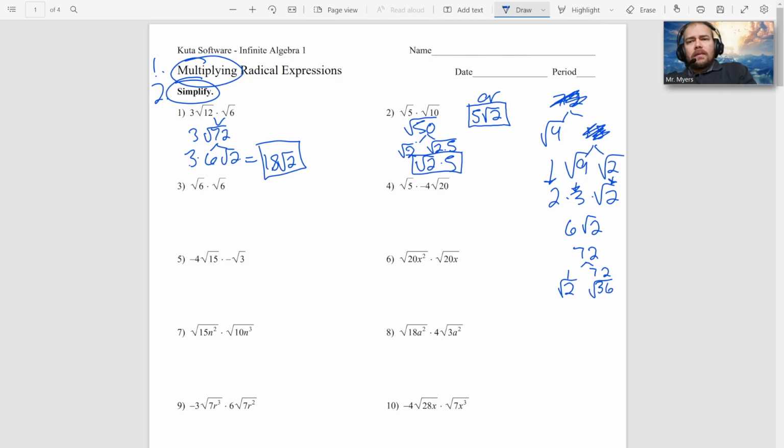Okay, so number 3, 6 times 6 is 36. Oh, look, that already has a square root. Boom, we're done. Okay, moving on. So then 5 times 20 is 100. I'm going to bring the negative 4 out to the left here. 5 times 20, 100. The square root of 100 is 10. So then it's negative 4 times 10, which is negative 40. Negative times a positive is a negative.